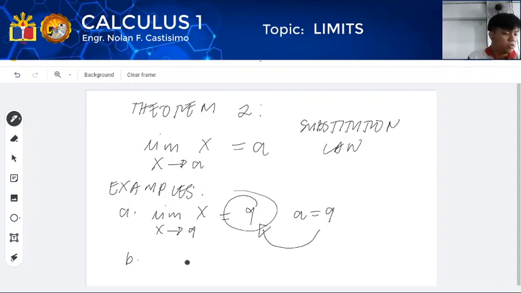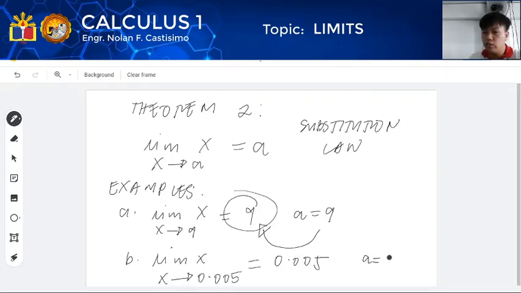B example. So, the limit of x as x approaches to 0.005. So, ano magiging sagot natin dyan? Of course, 0.005. Kasi ang A natin dyan, A natin is equivalent to 0.005. Kaya naging yan ang final answer natin. So, ano napapansin nyo dyan? So, kung magbabase tayo dito sa formula na ito, substitution law, yung andito sa value ni A, yun lang yung nilalagay natin dito na sagot.